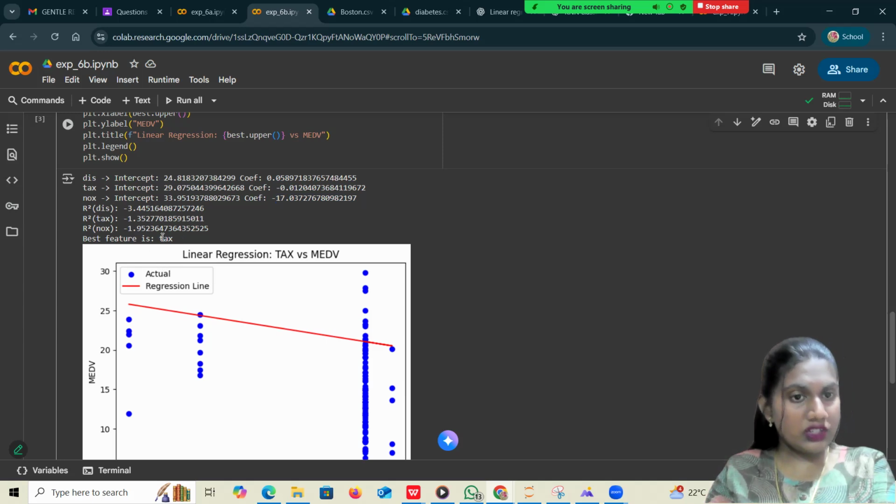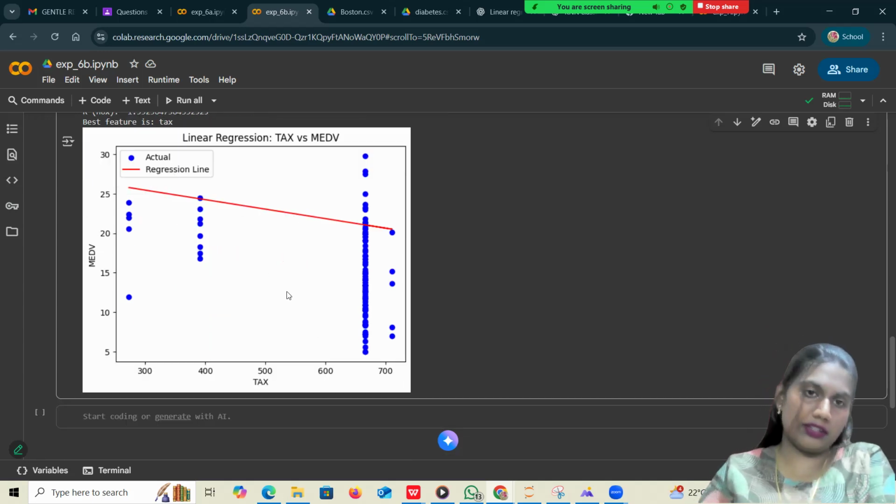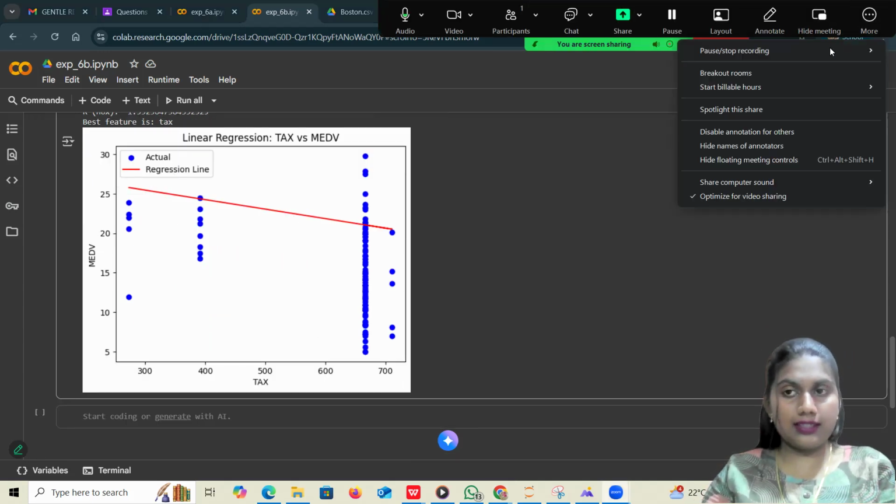The best feature is tax. The maximum value among these three is minus 1.35, so the best feature is tax. We are plotting the graph for the actual values and the regression line. That's all for my sixth experiment.